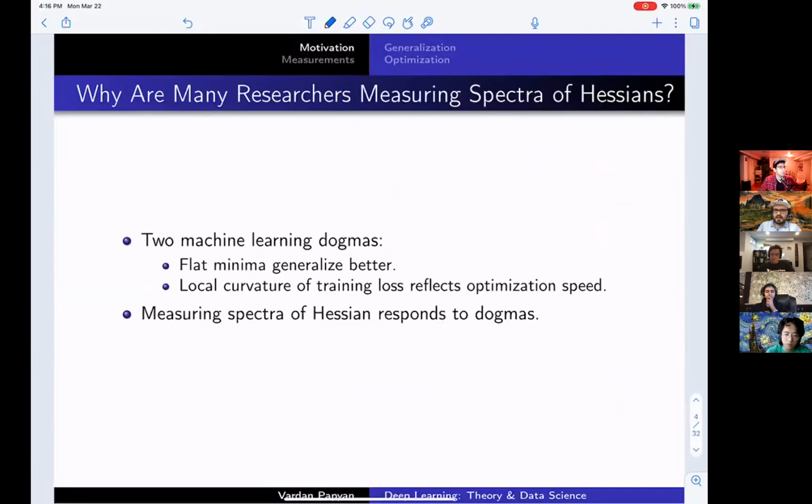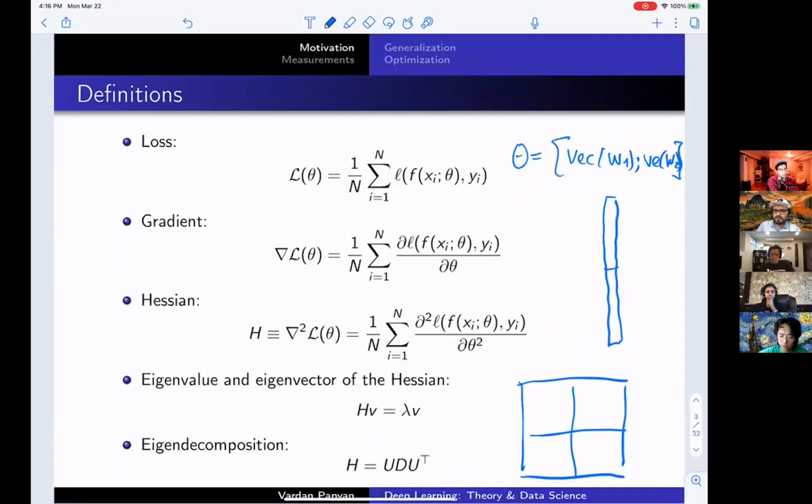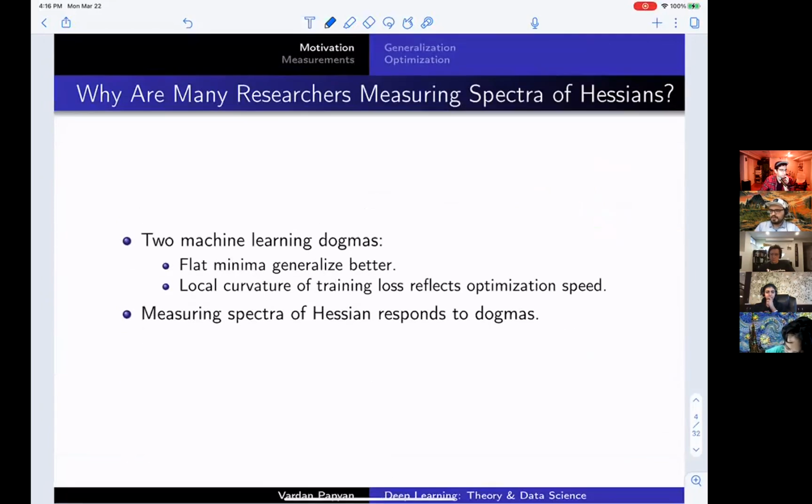What is the little L loss we're using? I'm going to be using the cross entropy throughout. Now, you might ask yourself, why are researchers interested in the spectrum of the Hessian, right? One must always motivate a quantity before studying it in detail. So there are two machine learning dogmas that motivate the research of the spectrum of the Hessian.